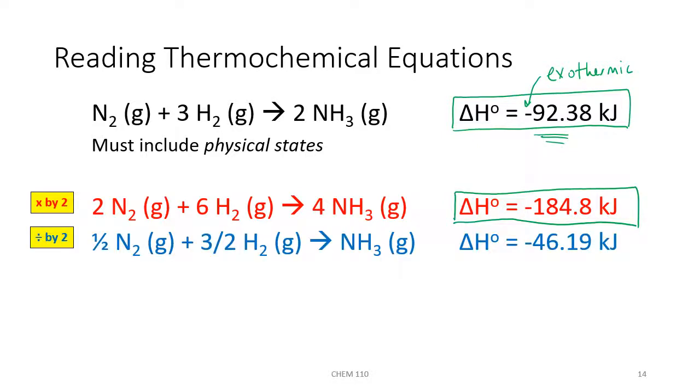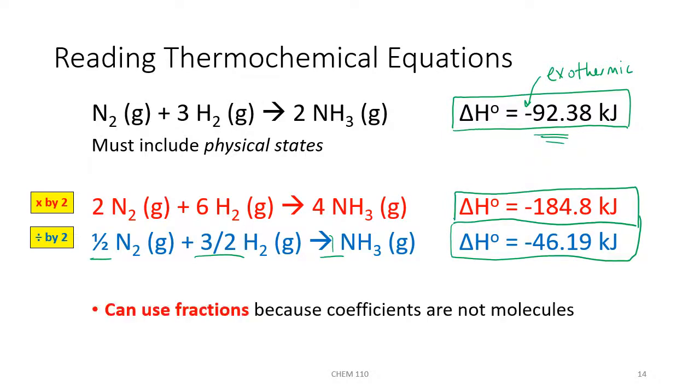If we were to take our reaction and cut it in half, where we only had 1/2 of a mole of nitrogen reacting with 3/2 of a mole of hydrogen to form 1 mole of NH3, the amount of energy produced would be 46 kilojoules, or half of our initial amount. Therefore, the delta H that you see listed after a thermochemical equation only corresponds to the mole ratios out in front for that balanced equation that it's written for.